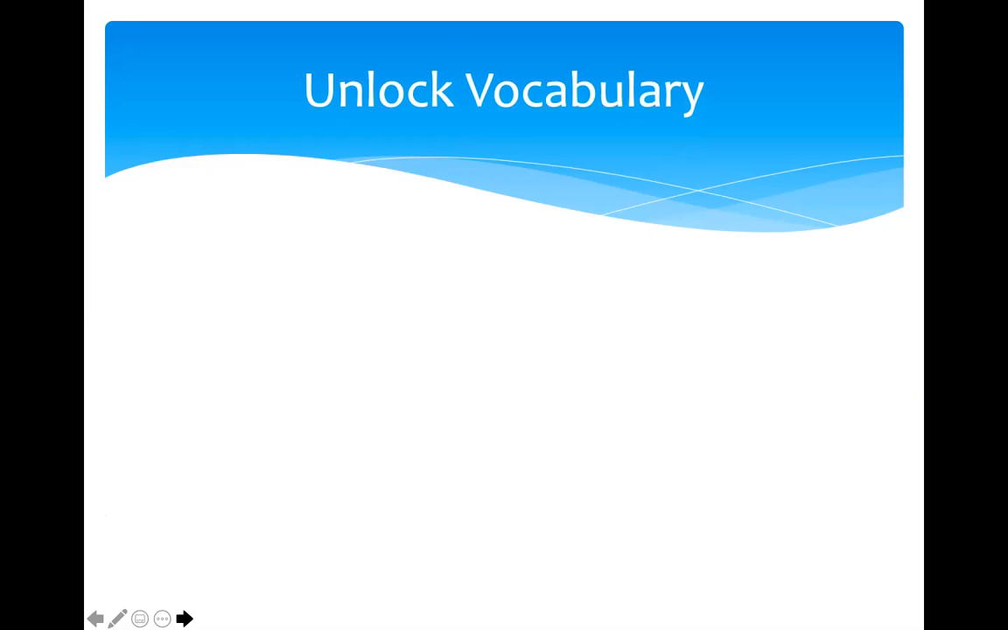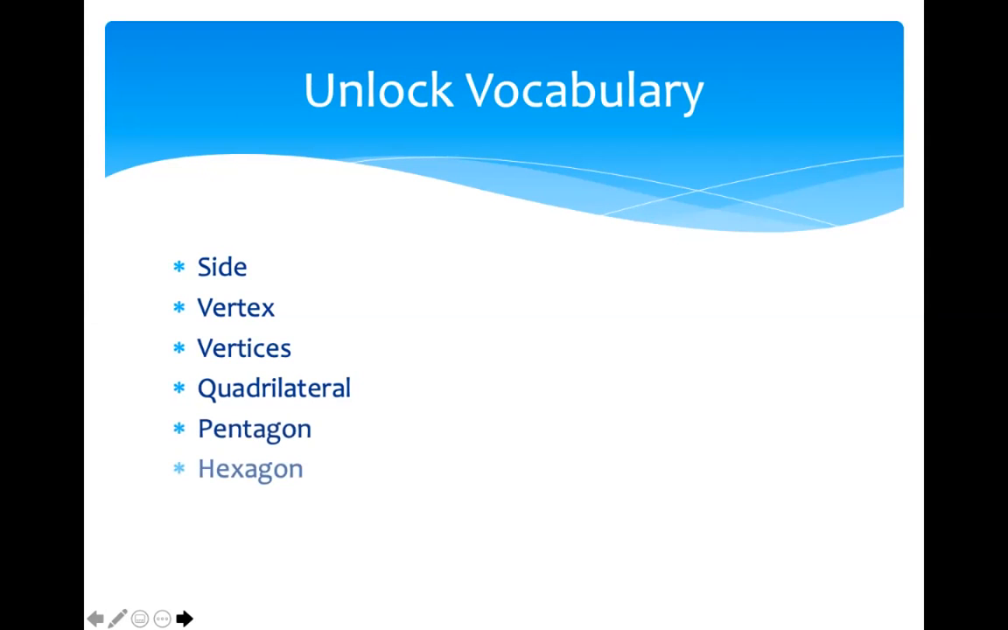Let's unlock the vocabulary. Side, I want you to, as always, repeat after me. Side, very good. Vertex, vertices, quadrilateral, pentagon and hexagon. We are going to learn about each one of them in detail. I know some of the words seem a little difficult for you, but if you try to pronounce it with me, you will learn it.